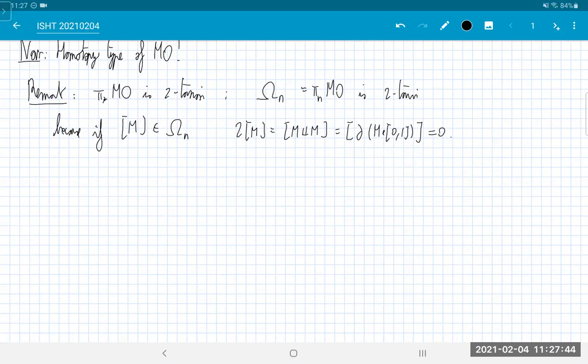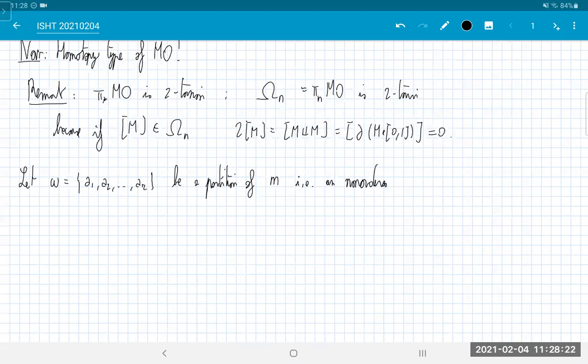So, okay, now there is the claim. Let me define. Let omega, which is A1, A2, and so on up to AR, be a partition of M. That is, it's an unordered family of non-negative integers, such that the sum of the AI is M.